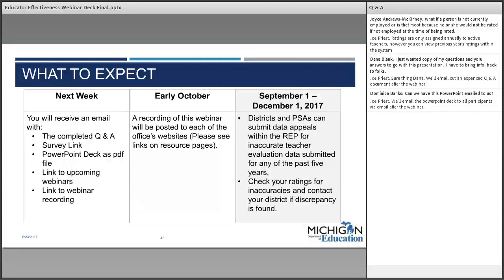And then starting back September 1st, yes, I know it's September 21st already, so we've already had 20 days in, but until December 21st, districts and PSAs can submit data appeals within the REP for accurate teacher evaluation data submitted for any of the past 5 years. Also, it's important during this time to check your ratings. Make sure you find any inaccuracies, and if you do find one, contact your district and go through that data appeals process. Make sure to check it as soon as possible and then follow up with them to make sure it gets submitted before December 1st. So still over 2 months away, but it'll be here before we know it.